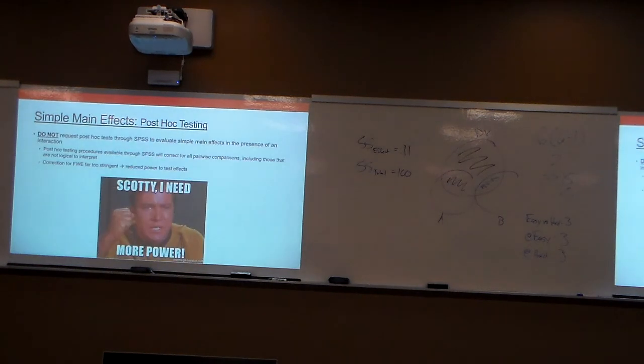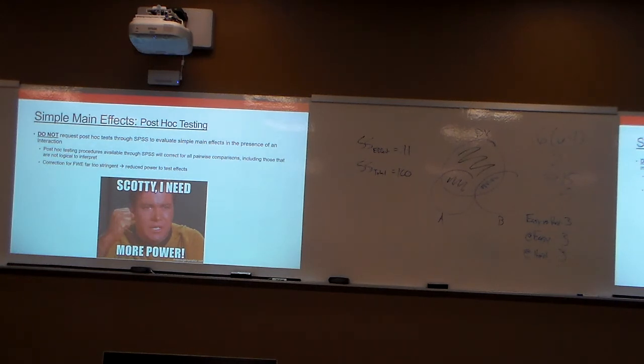Okay. So, for post hoc testing, do not request post hoc testing through SPSS for simple main effects for an interaction. SPSS is just going to correct for all possible pairwise comparisons. Doesn't matter if they're meaningful or not. So if you go through and do it, SPSS is going to tax you for a bunch of stuff that doesn't matter. You're going to get charged for those 6, even though you never had any intent to interpret those or could interpret those. SPSS is just giving you all possible comparisons for all possible things. Do not request these through SPSS within the context of an interaction.